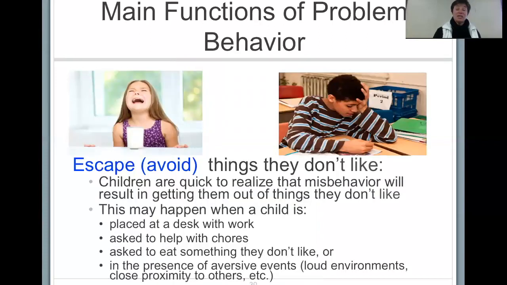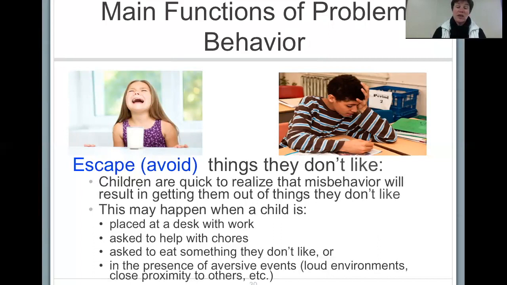A second function of problem behavior is for children to escape or avoid things they don't like or people that they don't like. A child may throw a tantrum to get out of a situation he finds unpleasant. This may happen when a child is placed at a desk with work or asked to do something like help with chores or get ready for bed. A child may even engage in problem behavior in order to get away from a loud or crowded environment.